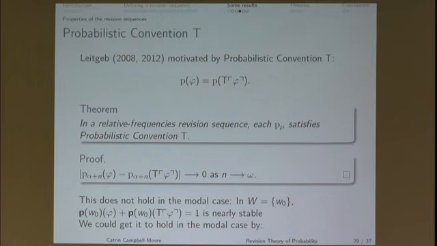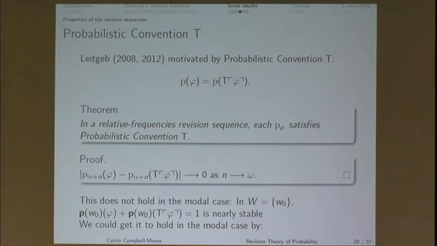Now it doesn't hold in the modal case, and it's not just that it doesn't follow from the definitions, it's inconsistent with the setup we've got. So for example, if you've just got a world which only has one possibility that it's considering, then the probability of the liar plus the probability of the liar is true is always going to be 1. It's always going to be that either the probability of the liar is 0 and the probability of T of the liar is 1, or the other way around. So by our definition, we will have that at the limit the probability of phi plus the probability of T of phi is also going to be 1. So we don't satisfy this probabilistic convention T.